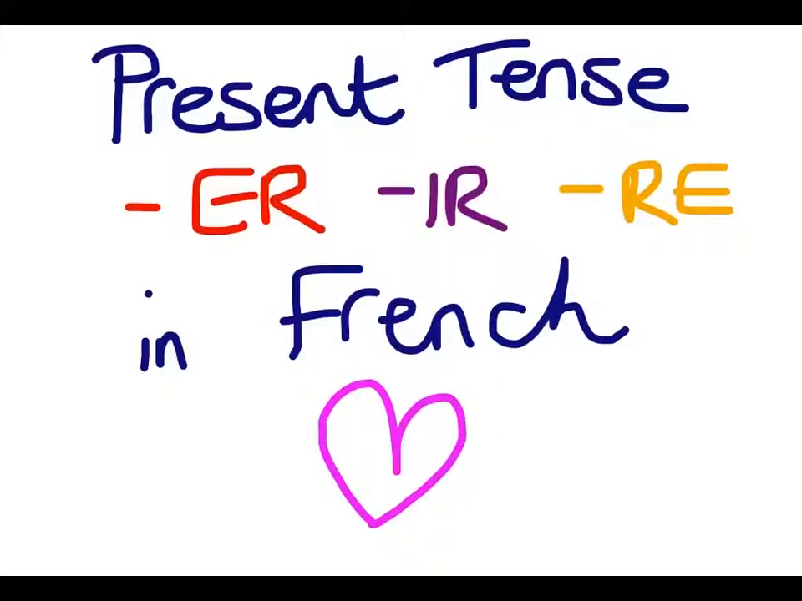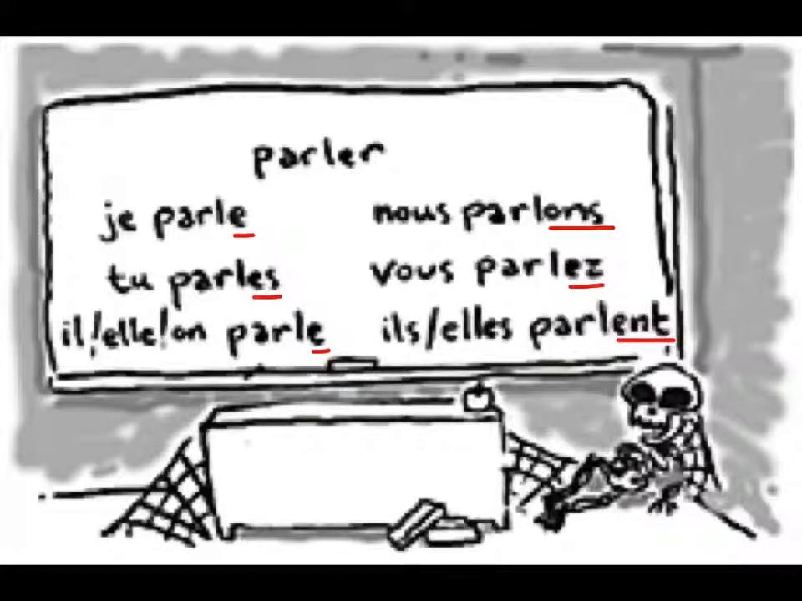In this video, I'm going to explain how you form the present tense in French using ER, IR and RE verbs. Can I suggest before watching this video, you first watch my other video, which is only about ER verbs in the present tense.